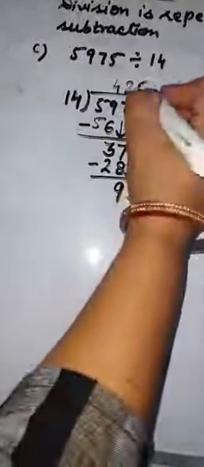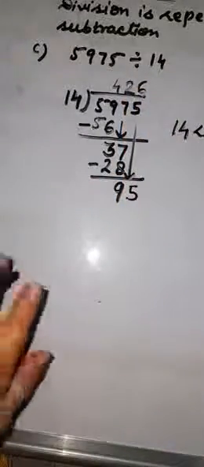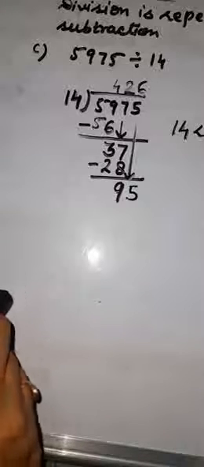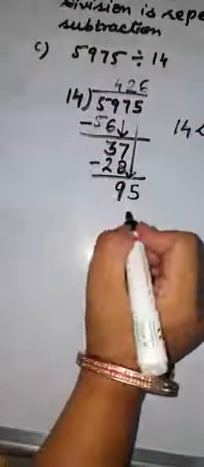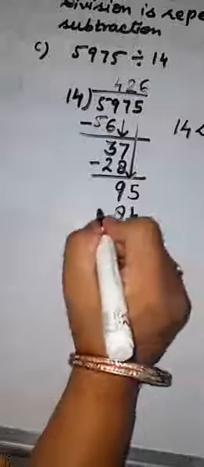14 sixes are, because I have thoroughly learned the tables 2 to 20. So you should learn the tables, right? That's why you can calculate fast and you get your answer very quickly, very fast, right? So here 95, 14 sixes are 84. Right? Now subtract it.